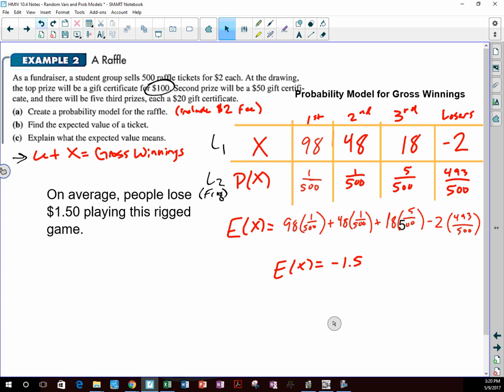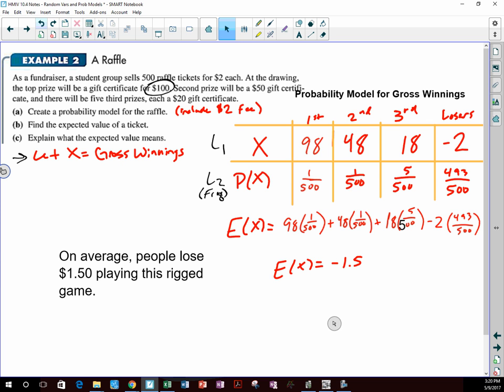For the expected value, and I already have this up here, the expected value being -1.5 tells us that on average people lose $1.50 playing this game, which makes sense because most people don't win anything. You only have 7 prizes where we actually win money, and the probability of winning is pretty small. So on average, people lose $1.50 playing this game.